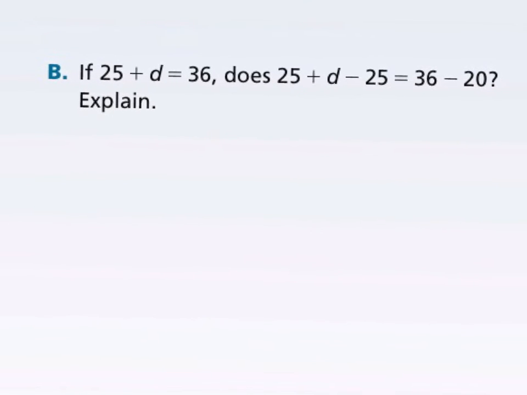Part B, if 25 plus d equals 36, does 25 plus d minus 25 equal 36 minus 20? Well, look what we had here. We had 25 plus d, and what did they change? They subtracted 25. On the other side, they had 36, and what did they do? They subtracted 20. So basically, this was our starting point. On the left side, they subtracted 25. On the right side, they subtracted 20. Well, those are different numbers, so that's not going to work.